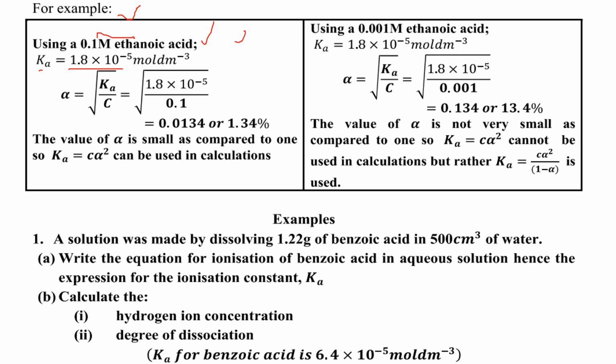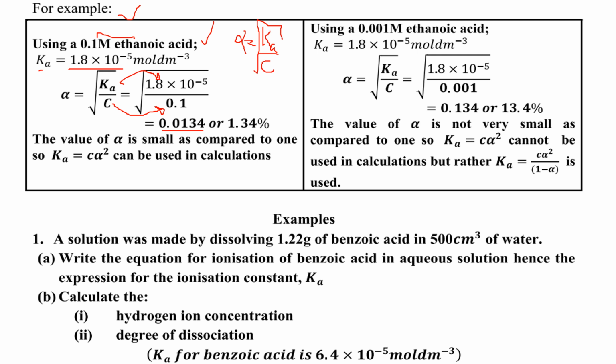Always remember the degree of dissociation is equal to the square root of Ka, which is the ionization constant of an acid, divided by the concentration of that acid. But both of them must be under a root. So substituting, Ka is 1.8 × 10^-5, divided by the concentration, which is 0.1. And then you put your answer to at least 3 decimal places. So here it's going to be 0.0134.